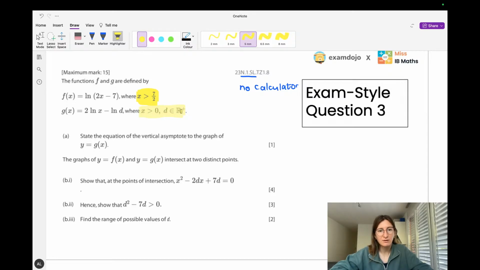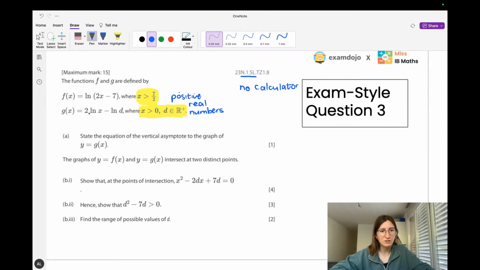x is more than 0. d is an element of positive real numbers. Write that: positive real numbers. So definitely later on we're going to get a value that's a negative number, and we're going to have to show that we saw that.